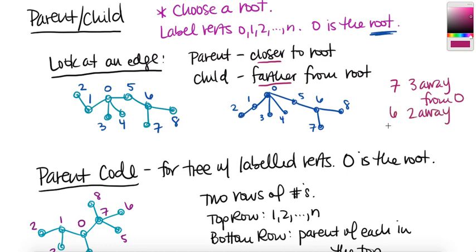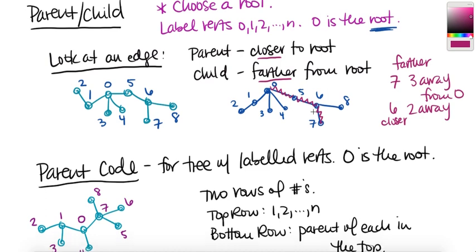So that means that 6 is closer and 7 is farther, right? Because you would have to walk from 0, you'd have to walk only 2 edges to get to 6, but 3 edges to get over to vertex 7. Okay, so closer, farther is in terms of number of edges that you have to walk along to get there.